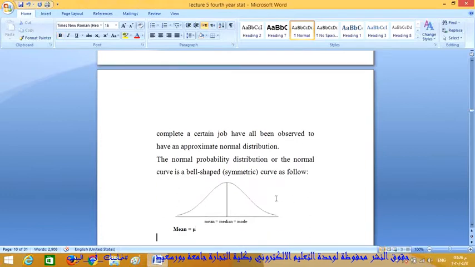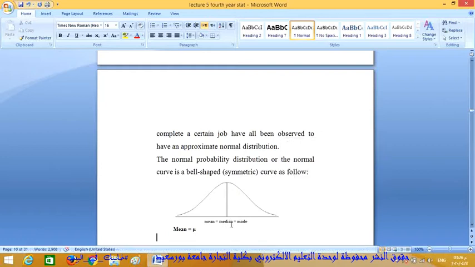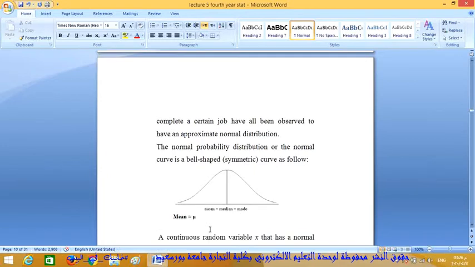And this symmetric curve, you will see that mean equals median equals mode, and the mean is denoted by mu. Okay, so as we know from second year principles of statistics, in case of the normal distribution, all the three measures of central tendency, which are median, mean, and the mode, are equal. Okay.